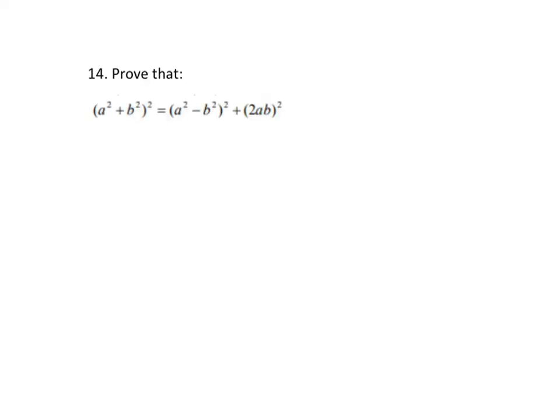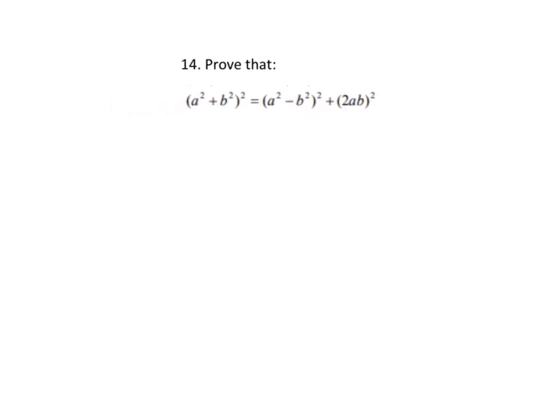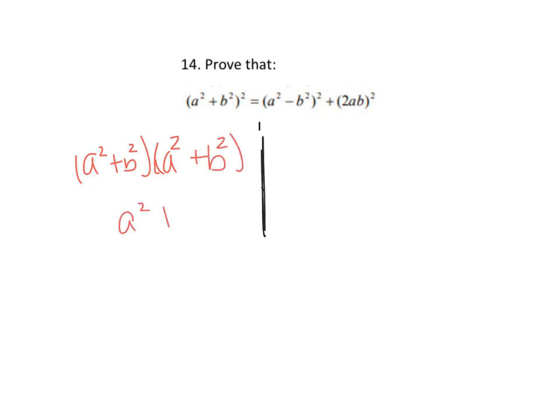The next question says prove that a squared plus b squared, squared equals a squared minus b squared, squared plus 2ab all squared. So the first thing you want to do to prove this is you're going to want to multiply out the left side. Then we'll multiply the right side out when we're done. So I'm going to write this out twice because there's a plus sign in between. So you're going to want to multiply it out using FOIL or box method.